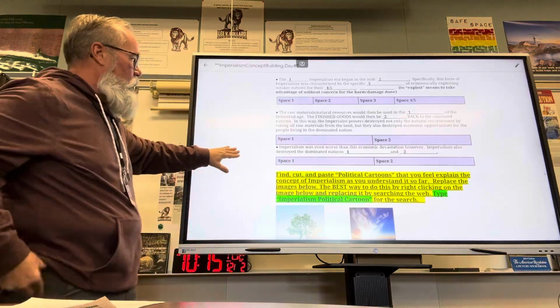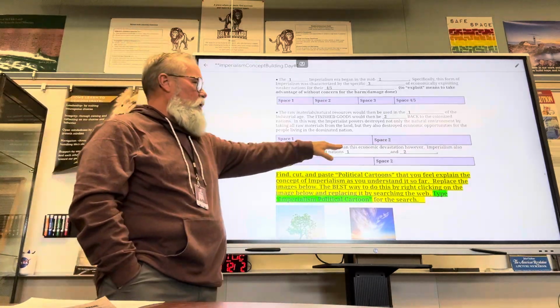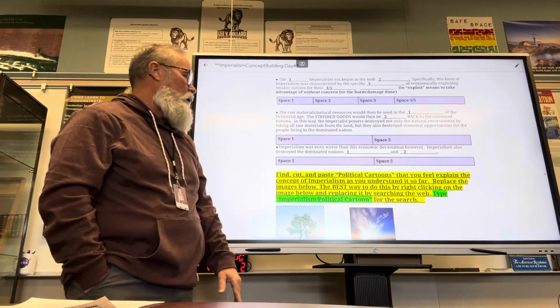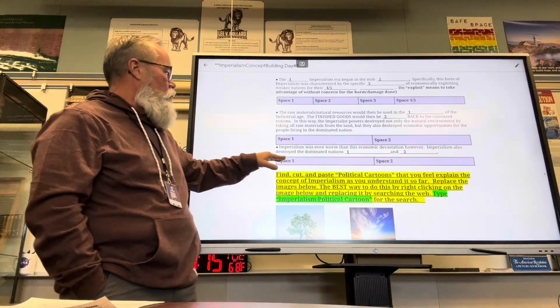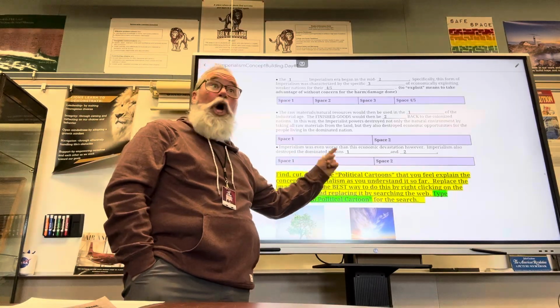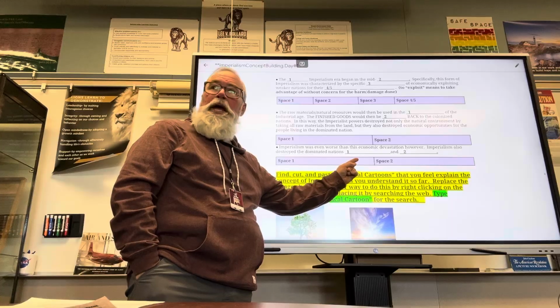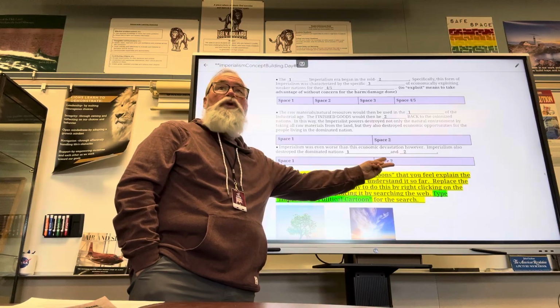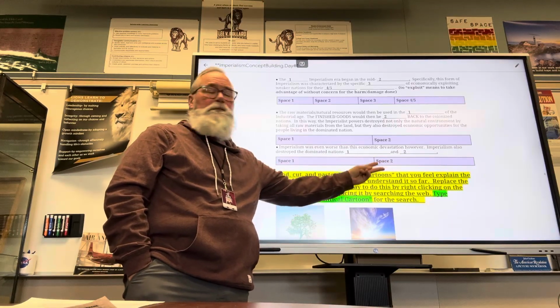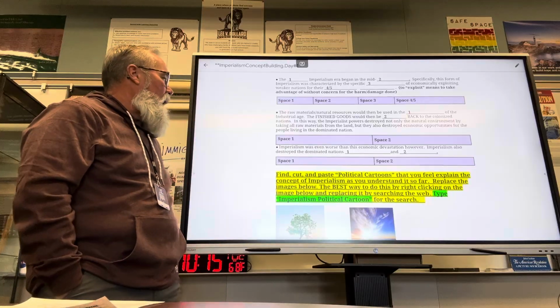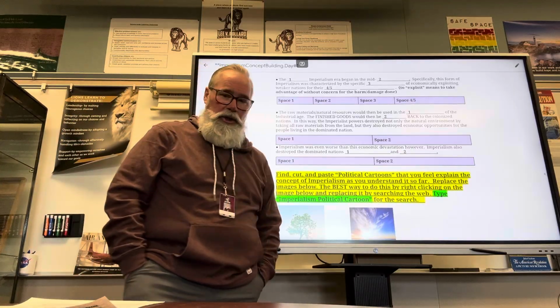Next and last bullet point. Imperialism was even worse than this economic devastation. However, imperialism also destroyed the dominated nations' number one, culture, and number two, social structure. Culture and social structure.